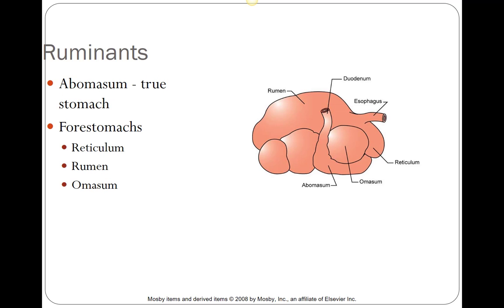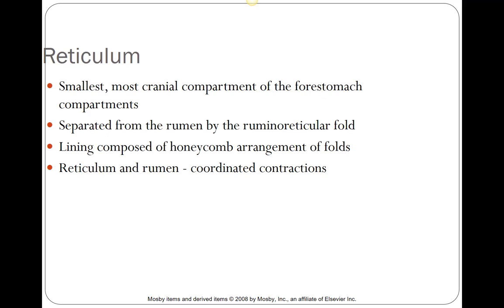When we look at the abomasum, they call it the true stomach. I prefer to call it the glandular stomach. This is the part of the stomach that would be like the body, and it has the pylorus and a pyloric antrum. This is where your gastrin cells, your parietal cells and your chief cells are, all in the abomasum. Then we look at the other stomachs, like the reticulum, the rumen, and the omasum.